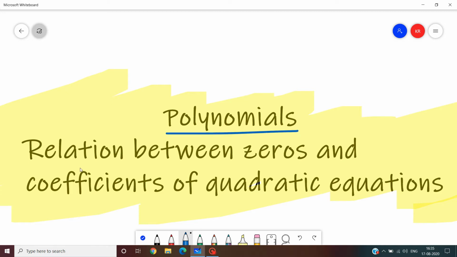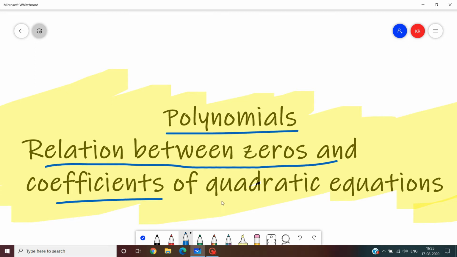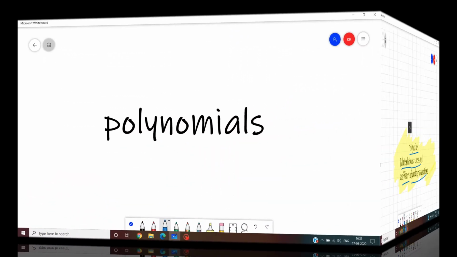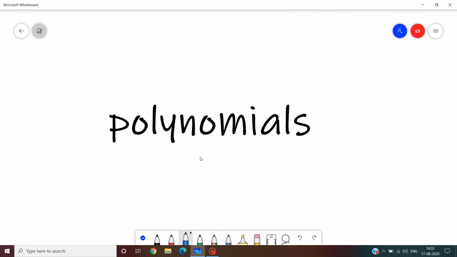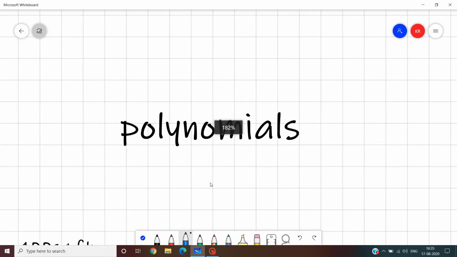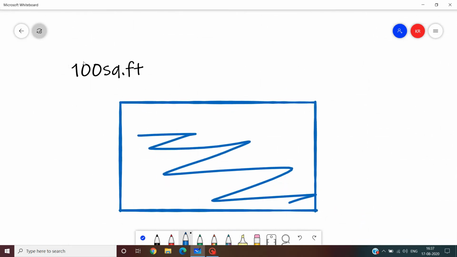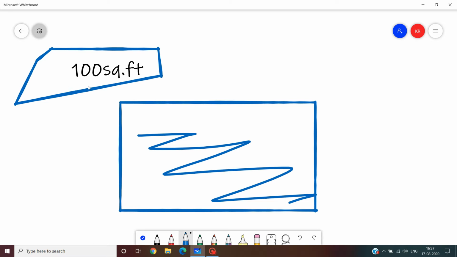Today I will discuss topics like polynomials, and the relation between zeros and coefficients of quadratic equations. So let me discuss how the concept of polynomials came into existence with a simple example. Let's assume that I have gone to a real estate agent to buy a land, and he gives some information that the land is of 100 square feet area, and if I ask anything about the length or distance or perimeter of the area, he says that the breadth is a third part of the length.